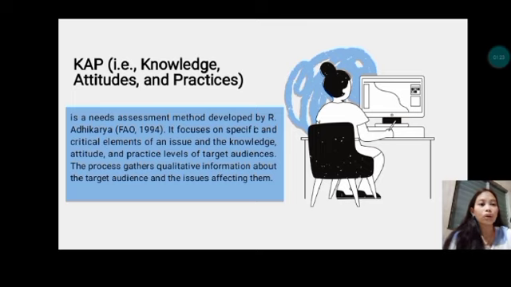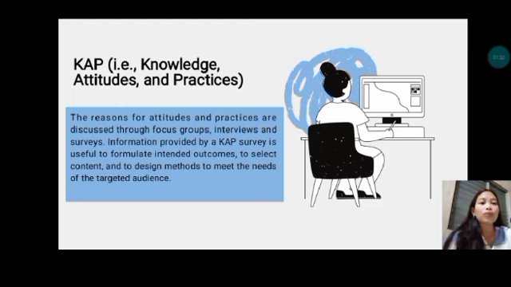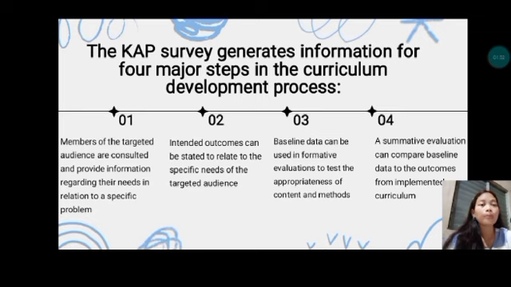It focuses on specific and critical elements of this issue and the knowledge, attitude, and practice levels of the target audience. The process gathers qualitative information about the target audience and the issues affecting them. The reasons for attitudes and practices are discussed through focus groups, interviews, and surveys. Information gained from the KAP survey is useful to formulate intended outcomes, to select content, and to design methods to meet the needs of the targeted audience.